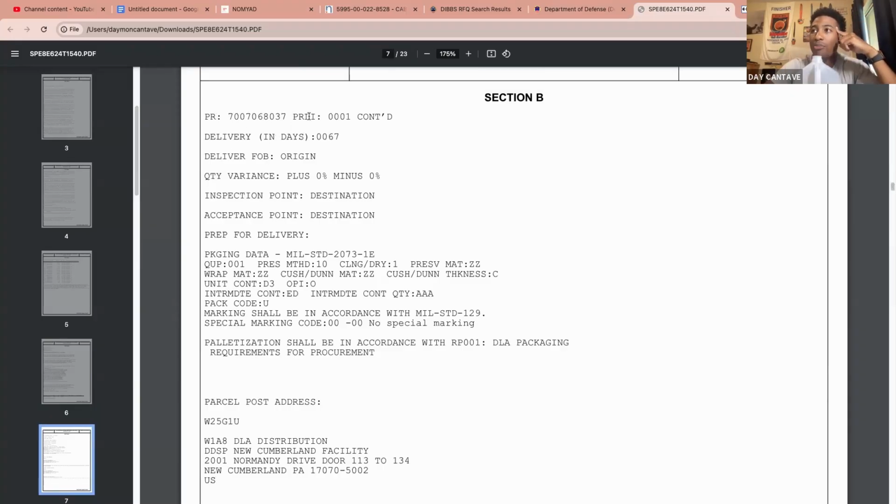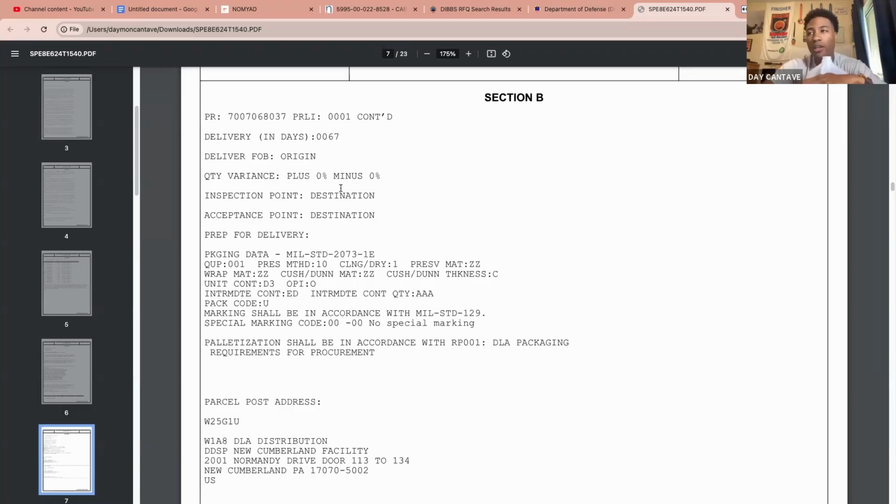So purchase request number here, again, here's a lot of redundancy. You'll see that. Then PRLI, purchase request line item number, continued. So this means that this is the information for the first item on the line, or the first line item on the solicitation. And then it says delivery in days 0067. So for you guys that are alumni or are going to join in the bootcamp, we'll talk about how to get around that.